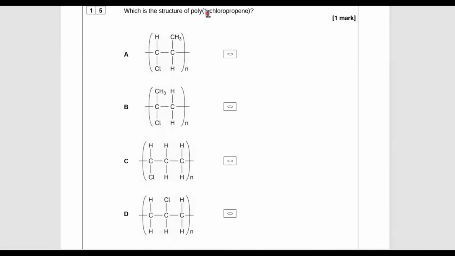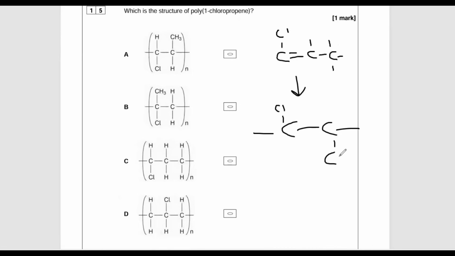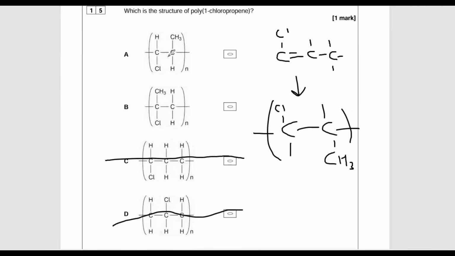Which is the structure of poly-1-chloropropene? So, monomers always have a double bond, and when you get rid of a double bond and you turn it into a polymer, you should draw open-ended brackets at each end. I haven't put all the hydrogens on here, but you must leave open brackets at the end like this, and so we can get rid of C and D because they've got 3 carbons in the middle. The only carbons in the middle of your brackets should be the 2 carbons that had the double bond. So now we're looking at A and B.